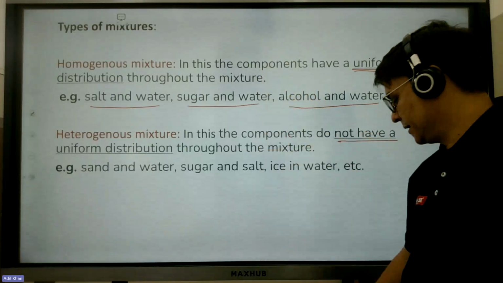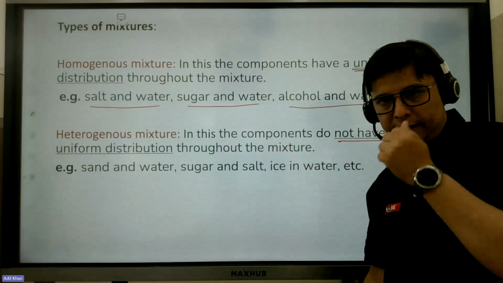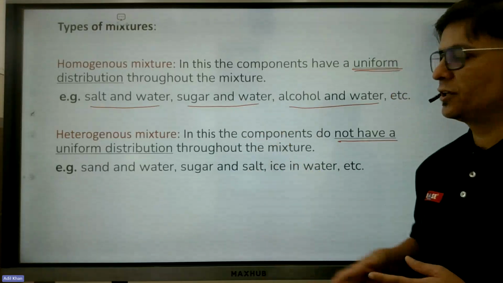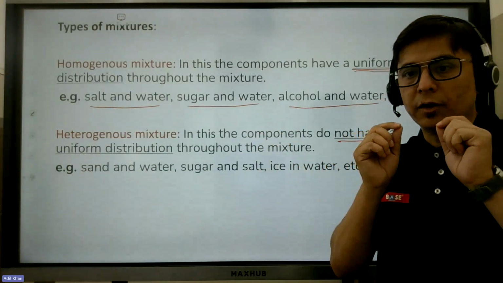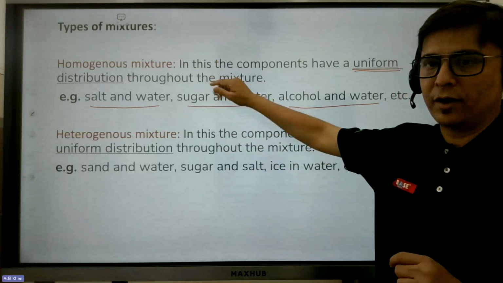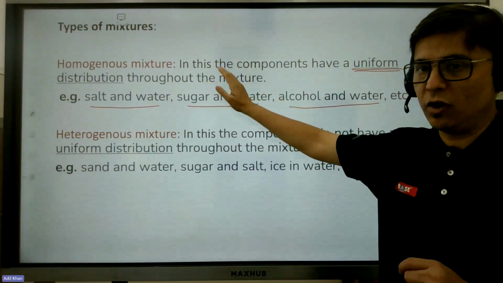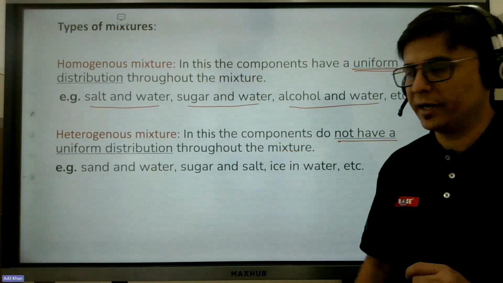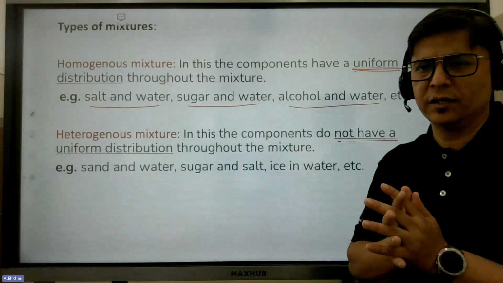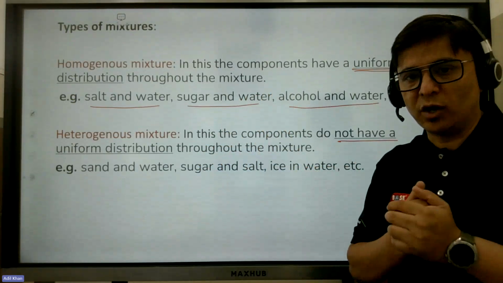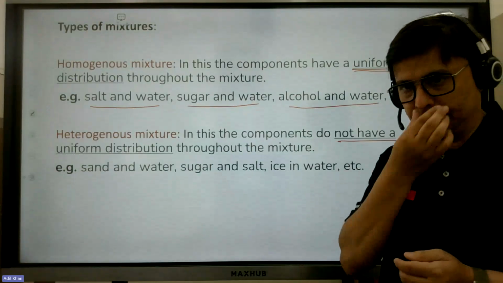So in a homogeneous mixture, there is a uniform distribution, no clear cut boundary is seen. Heterogeneous mixture, no uniform distribution, sorry, I will repeat again. Homogeneous mixture, uniform distribution, no clear cut boundary. Here, no uniform distribution and a clear cut boundary is visible of those substances that make that mixture.